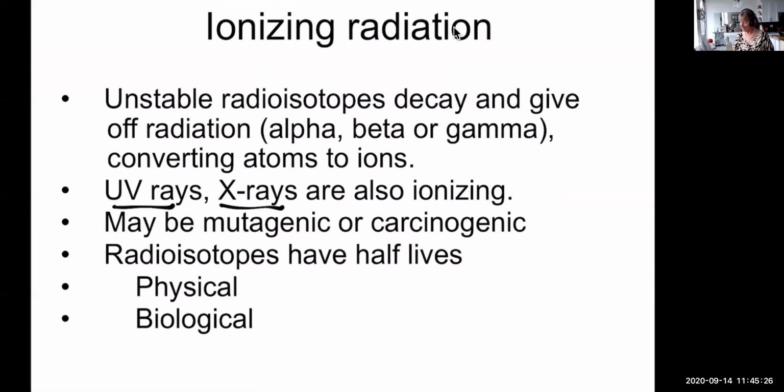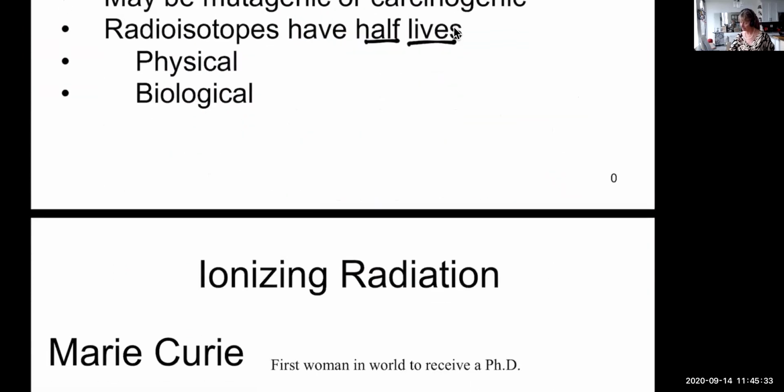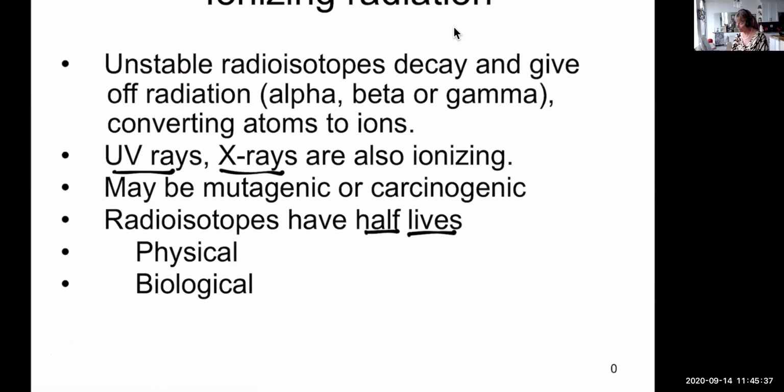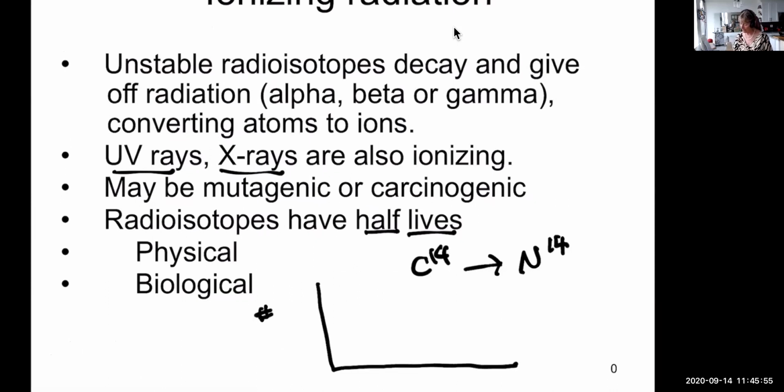What's interesting about radioisotopes is they have a half-life. So they will decay at a known rate. So for example, C14 decays into nitrogen 14. So I'm going to draw a graph here. The y-axis is the number of atoms. Say we start with 100. And this is 1 half-life, 2 half-lives, 3 half-lives, 4 half-lives. And 1 half-life for carbon is 5,730 years.